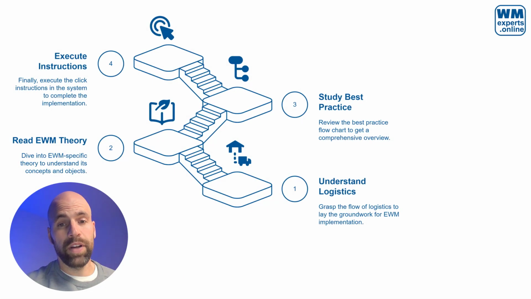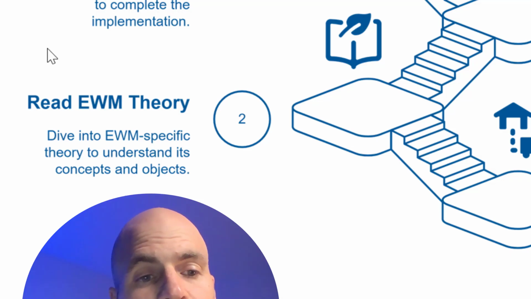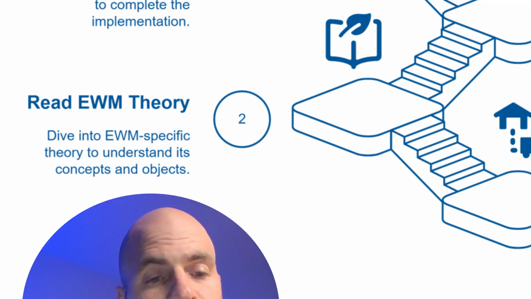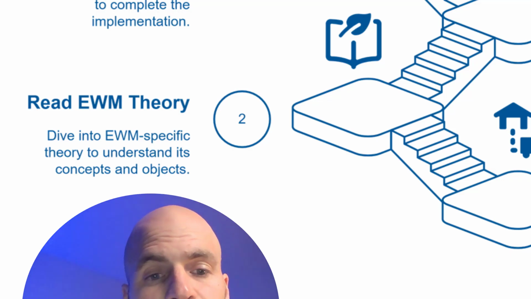And with that, we have already reached step number 4. Last but not least, who could have thought that, is executing the click instructions. One more time, just the steps that we went through. We started with understanding the logistics basics. Proceeded with the EWM theory, so the concepts that are used in EWM to map the physics, the intralogistics flows, to the software objects, wording, concepts.